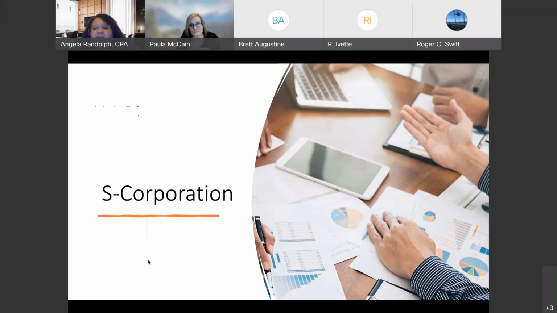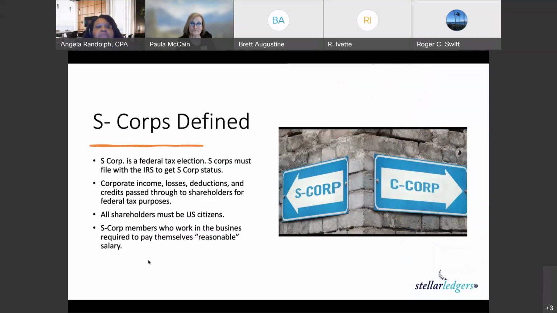So let's move on to S corporations. The wildly popular LLCs are popular as well, but S corporations, I think, is a close second. So an S corporation is really a federal tax election with the IRS. S corporations must file with the IRS to get approval to be taxed as an S corporation. And it is also considered a pass through. Your income, losses, deductions, and credits all pass to the shareholders for federal tax purposes.